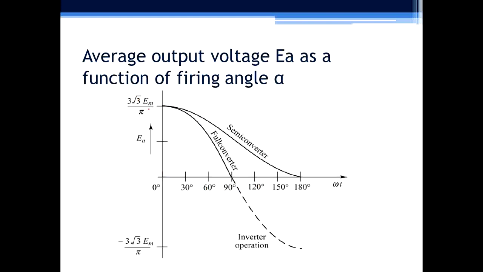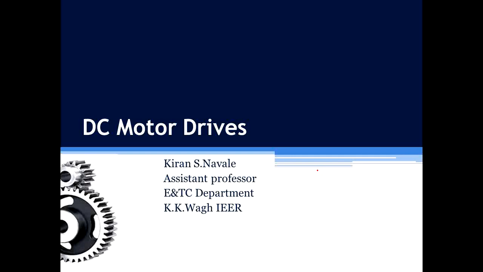If you see the relation between firing angle and average output voltage for full converter, you can see that up to 90 degrees average output voltage is positive, and above 90 degrees it is negative. This is called inversion mode. But with semi converter, average output voltage is always positive. So you cannot achieve braking capability with semi converter, but with full converter you can achieve it. So it operates in first and fourth quadrant.